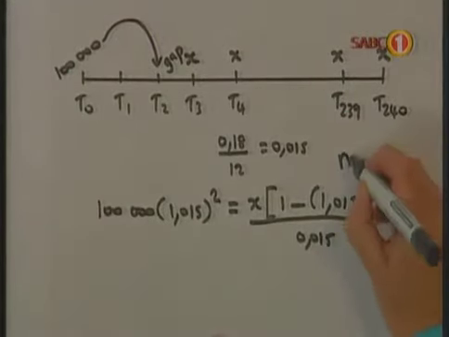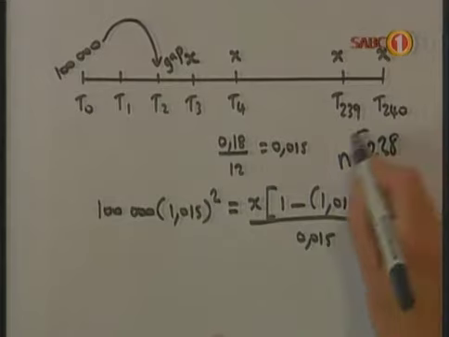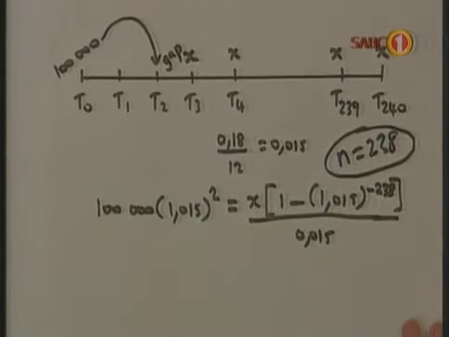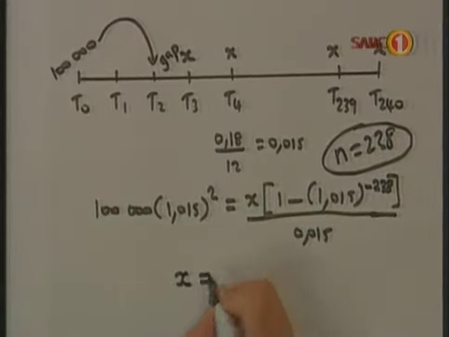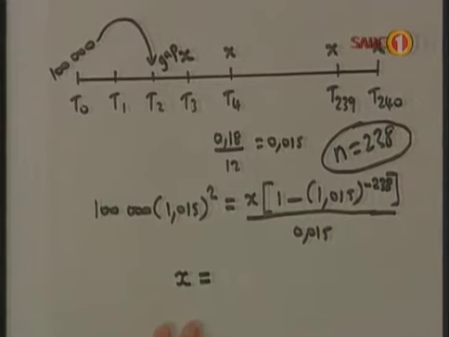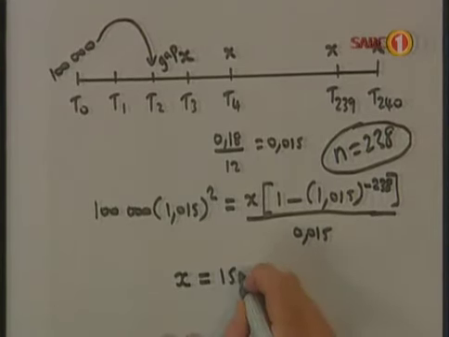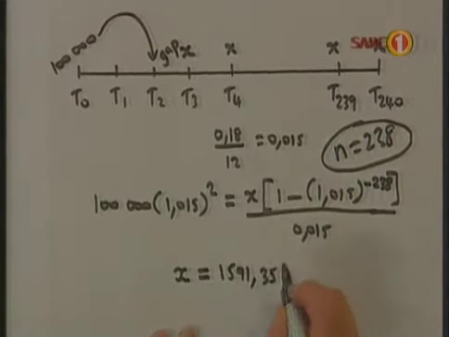And this N is 238. Very important, not 240. So guys, careful. Then Nelson, if we just work this out, what do we get? Divide them through, then X should be, and you guys can work it out, 1591.35. So be very careful with that.